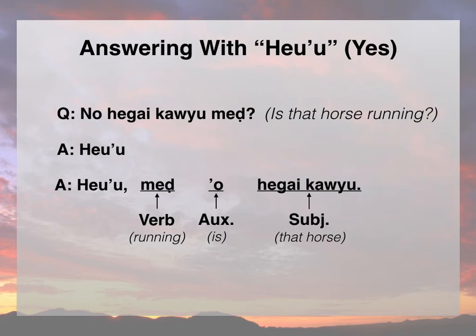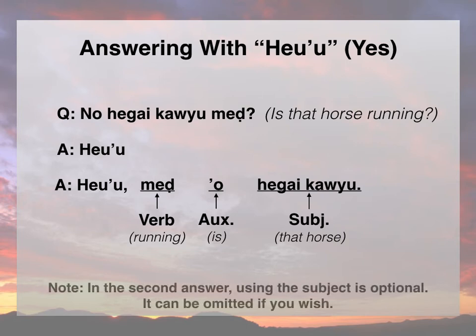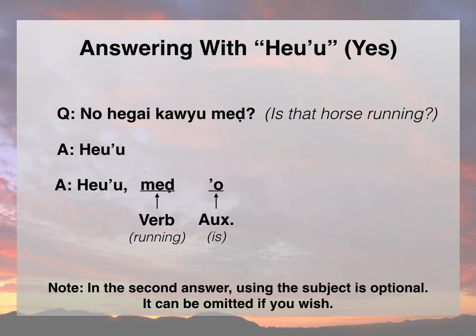So that's why the auxiliary is still considered to be in the second position in this sentence. Mut o hugakauyo. The subject is optional in these instances, so we could take out hugakauyo and just answer ho'o mut o. Yes, it is running. Ho'o mut o.